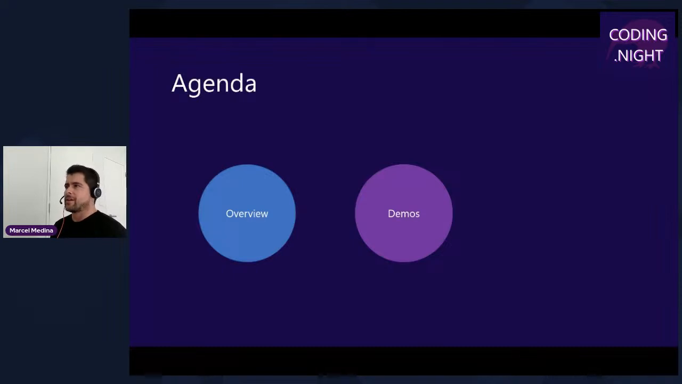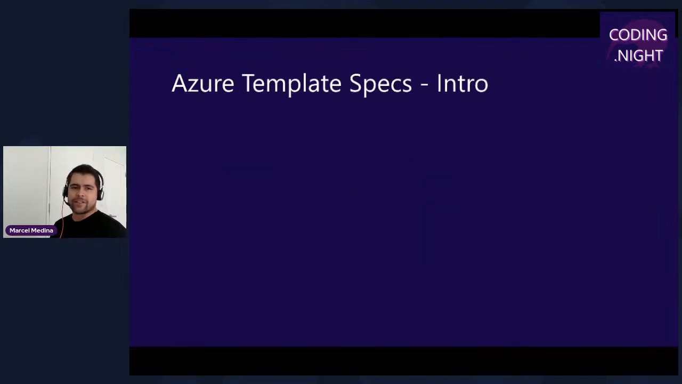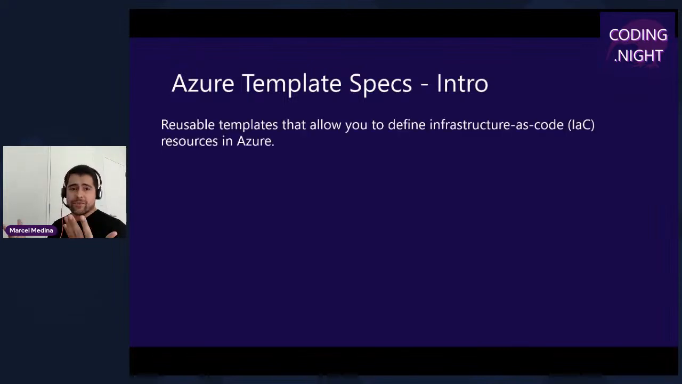All right, just an introduction on Azure Template Specs. What we have here is reusable templates that allow you to define infra code, resources in Azure. It is a resource in Azure where you can host an ARM template or a Bicep template.